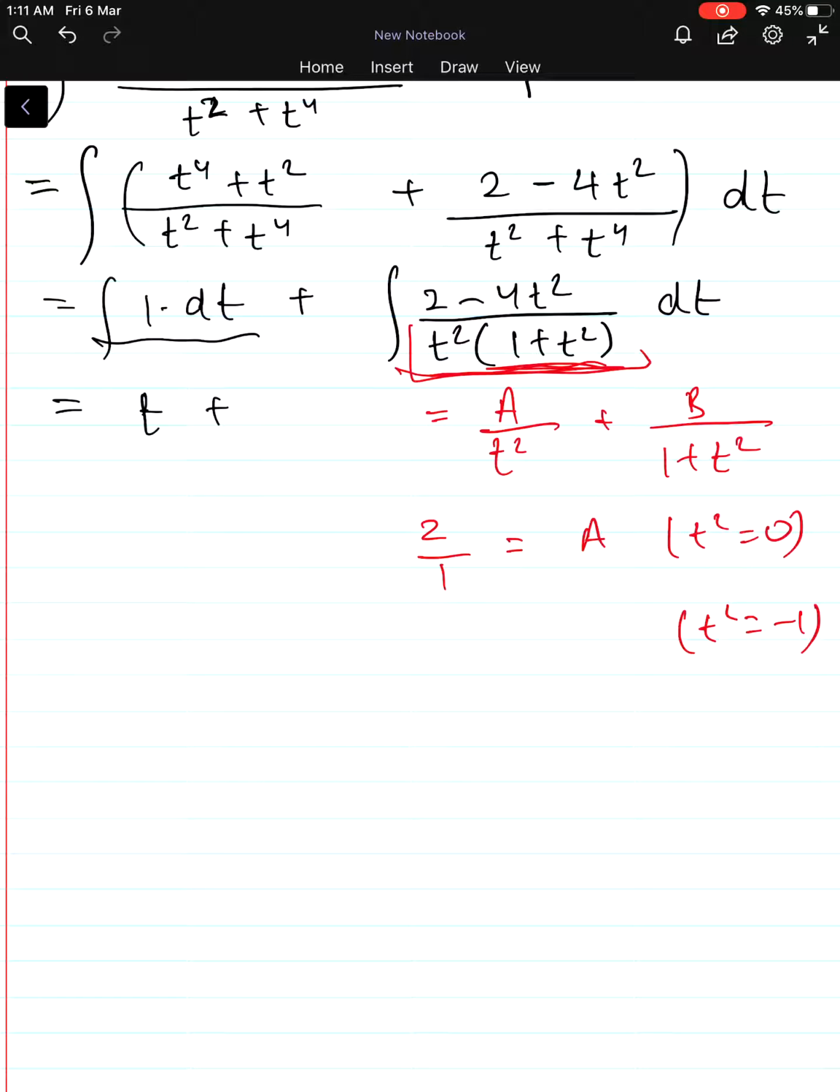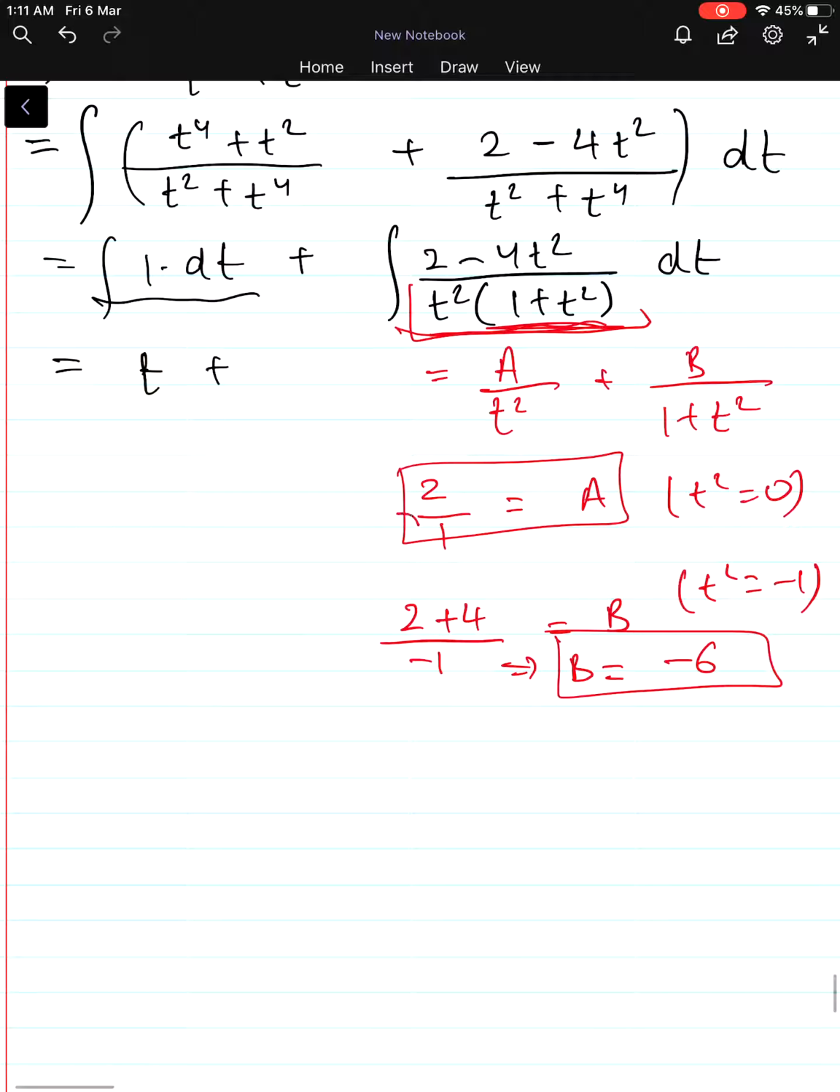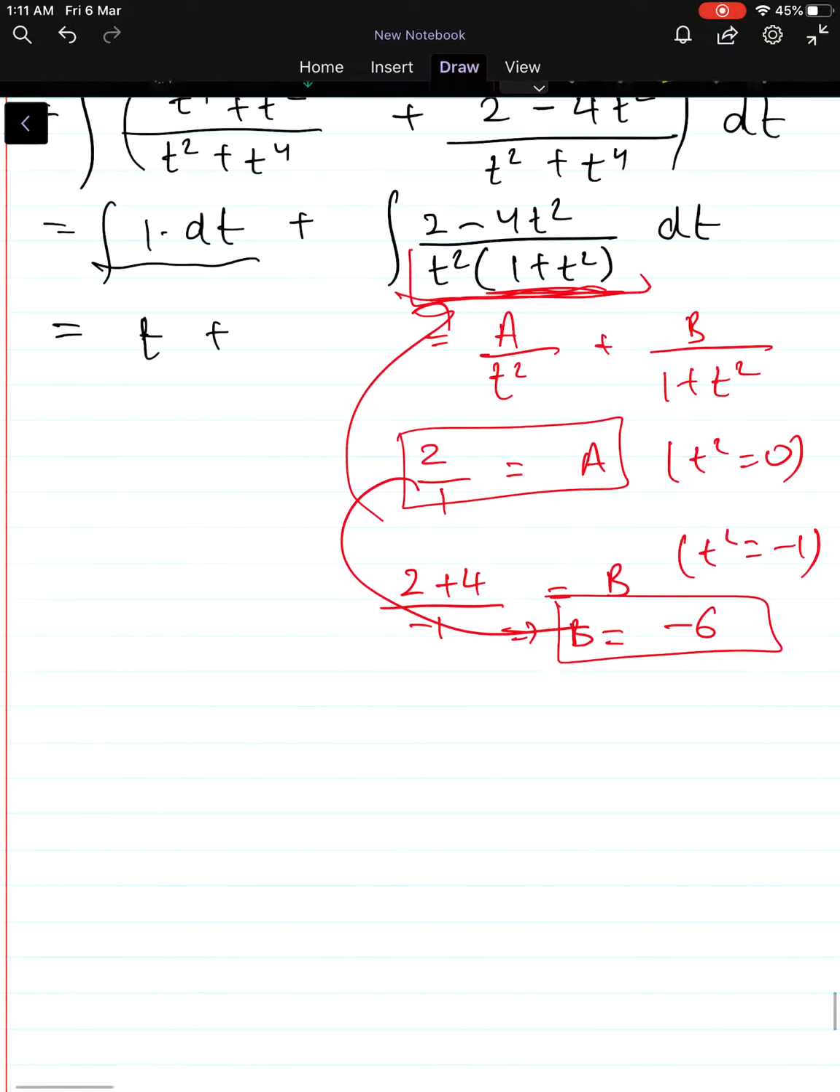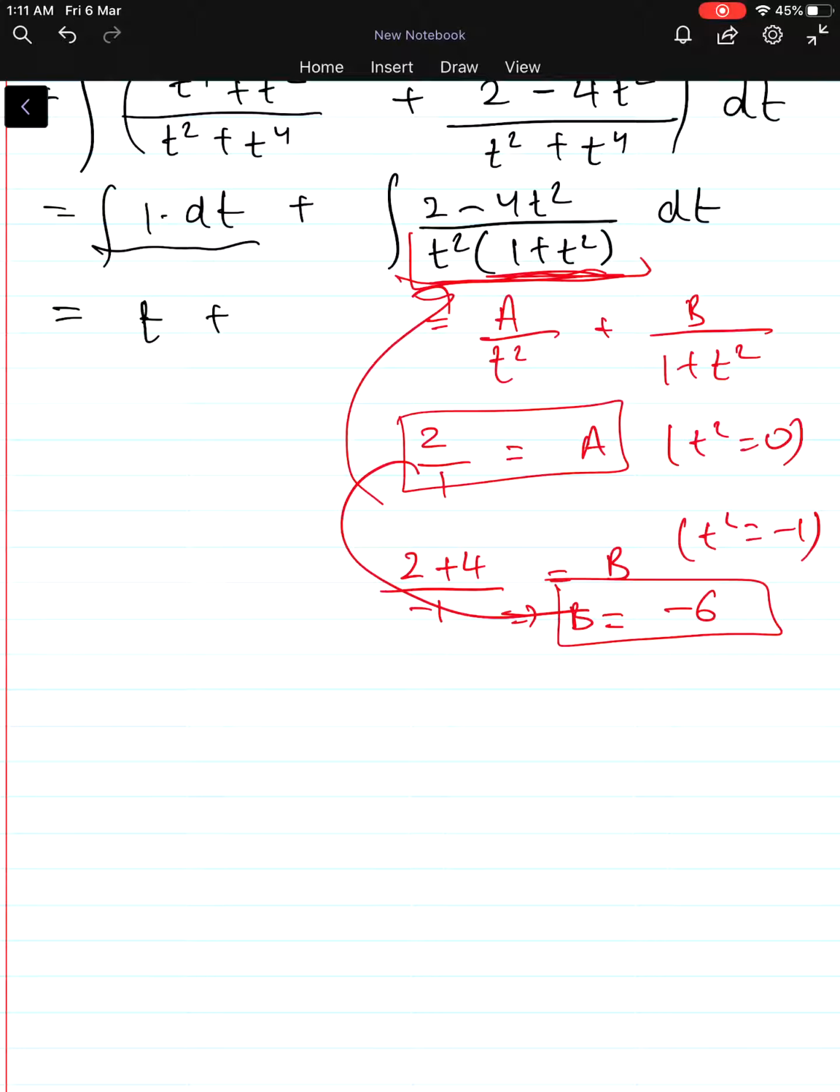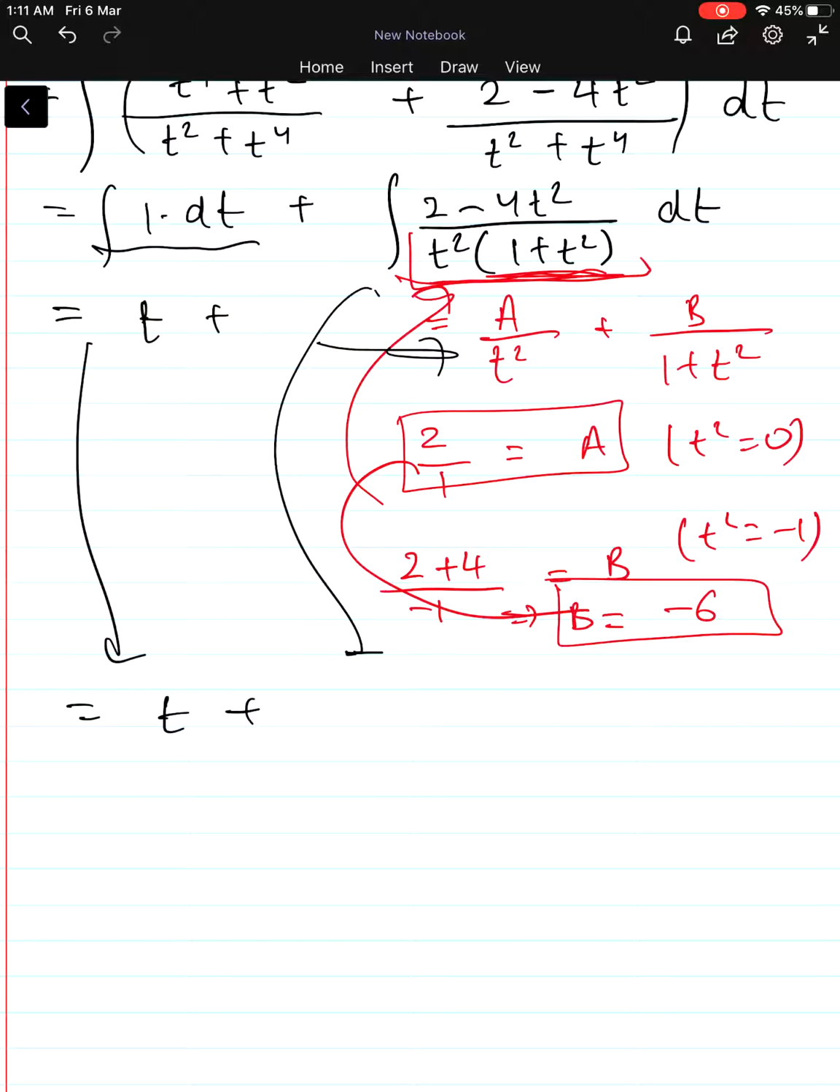This time we get 2 plus 4 divided by minus 1 equals b, which implies b equals minus 6, and we had a equals 2, and b equals minus 6. So we put these values here to get t as the first part, and for the second part we write 2 divided by t square plus minus 6 divided by 1 plus t square.